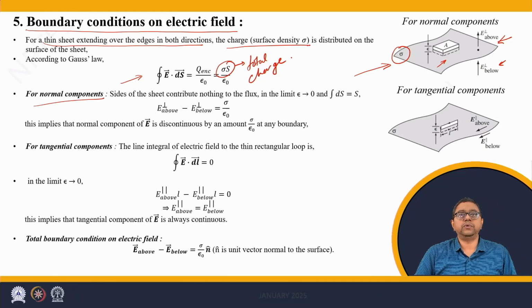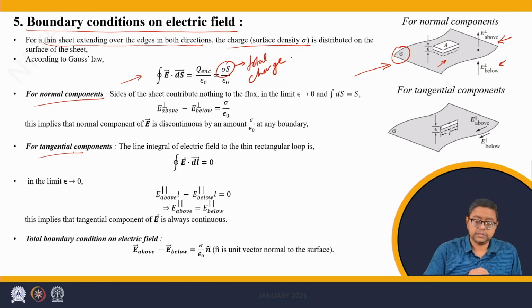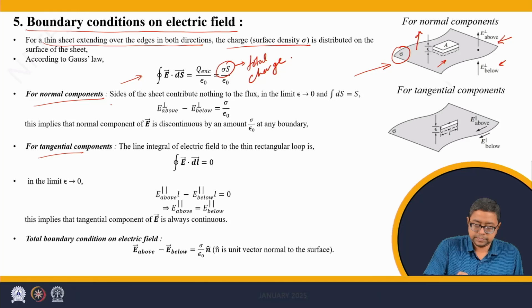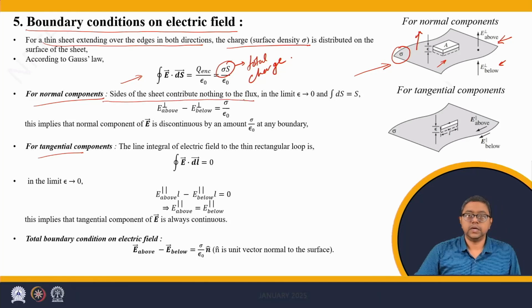Now we will look into the boundary condition in two directions. First is the normal component, second is the tangential component. The normal components are directed along this direction, which is perpendicular to the thin sheet. The sides of the thin sheet contribute nothing to the flux because the sheet is extremely thin, with epsilon, that is the thickness of the sheet, going to 0.